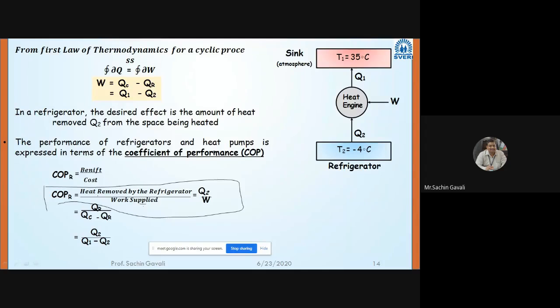In this case, COP of refrigerator: the objective is Q2, the heat removed by the refrigerator or taken from the refrigerated space, divided by the work input W. Therefore COP of refrigerator is Q2 divided by W, where W means Q1 minus Q2, so Q2 divided by Q1 minus Q2. With the help of this formula, one can calculate the COP of any refrigerator.